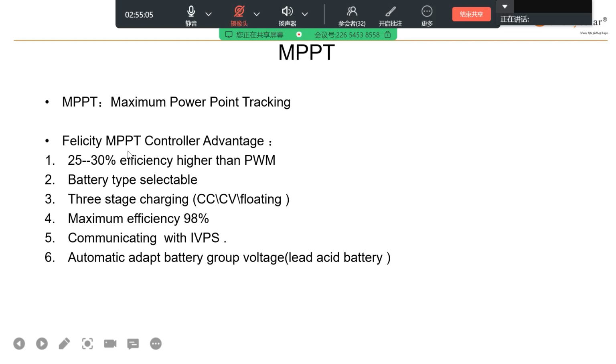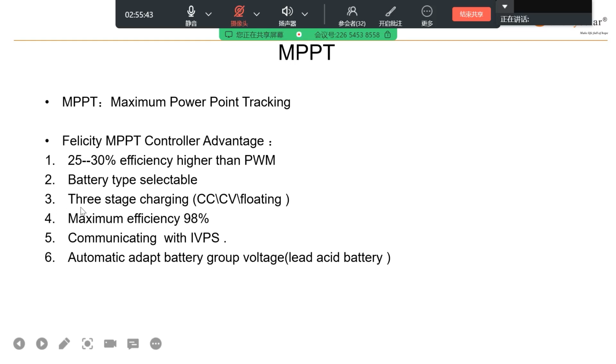Okay, and the Felicity MPPT controller's advantage is, the first one, it has 25 to 30% higher efficiency than the PWM controller. And second is battery type selectable, which means you can select a lithium battery or a lead acid battery. Because lithium battery and lead acid battery charge modes are different. Lithium battery is two-stage, and the lead acid battery is three-stage charging.